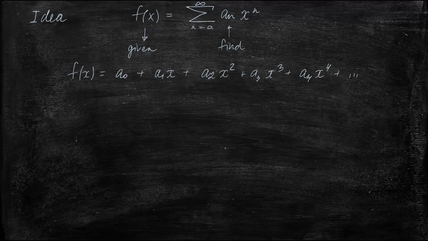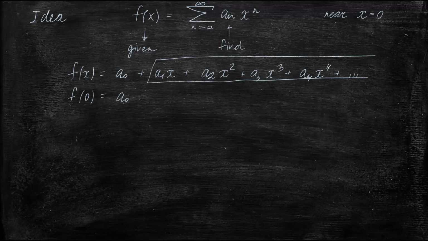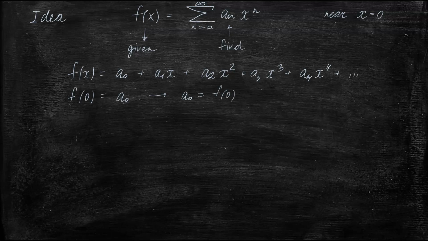We're considering all of this near 0. The first relation can be observed by replacing x with 0 and realizing that when you plug in 0 into the series, all the terms except the constant will be equal to 0. That means we now have a formula for finding the 0th coefficient. It will simply be equal to the value of the function at 0. Alright, so one down, infinitely many to go.